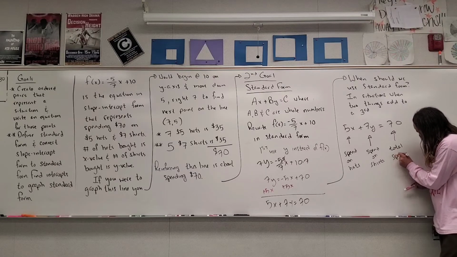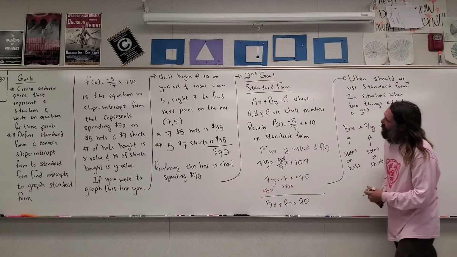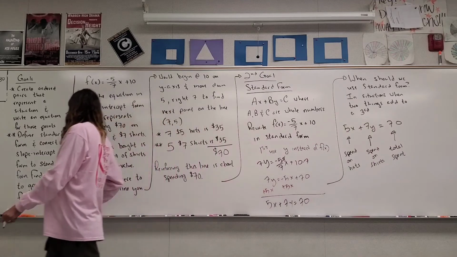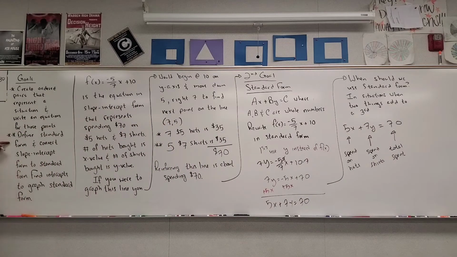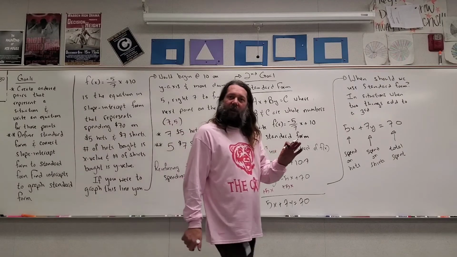So I've got one more section to talk about, and that's how to find intercepts to graph standard form. So I've shown you how I've defined standard form, and I've converted slope-intercept form to standard form. Now I just need to find the intercepts to graph standard form, and I've completed this lesson. So let me clean all this up, and I'll be back.